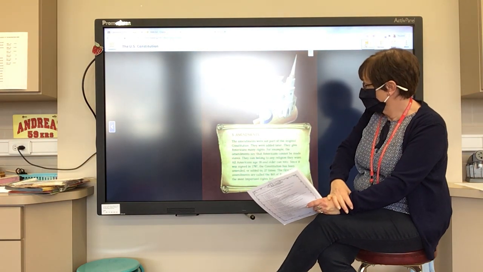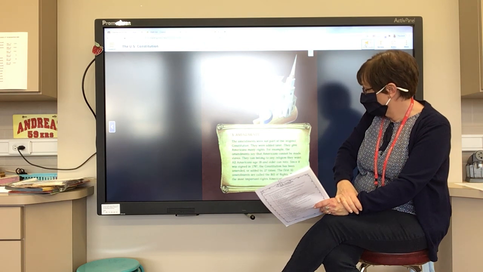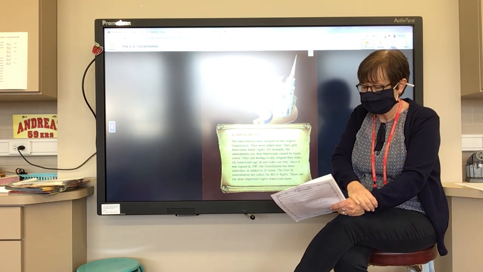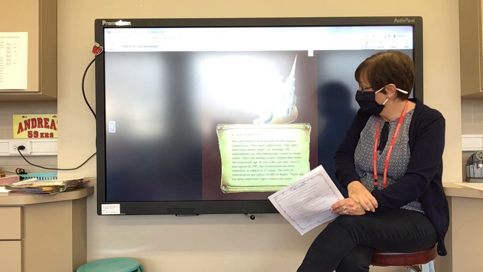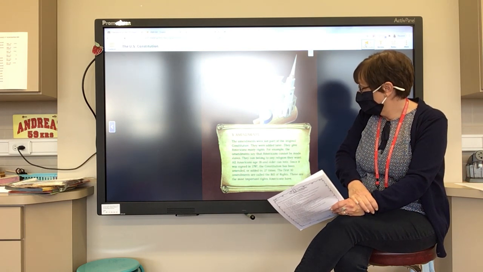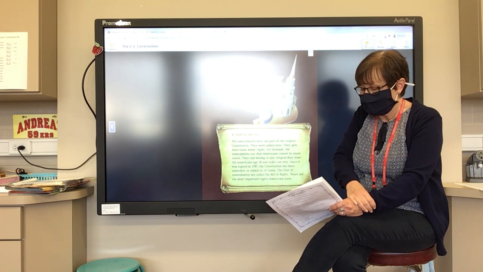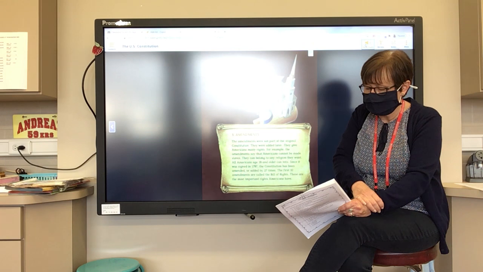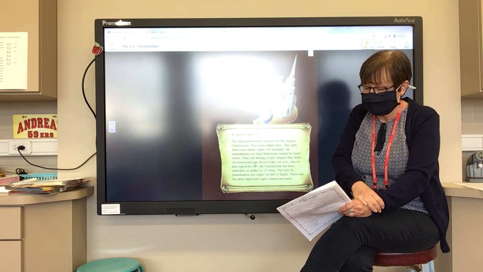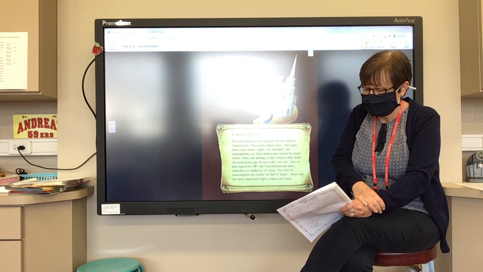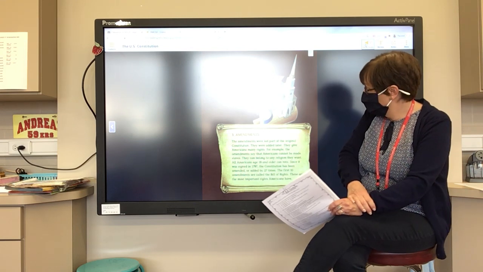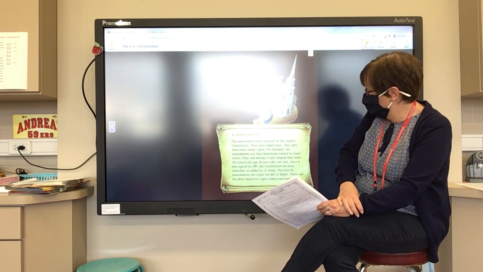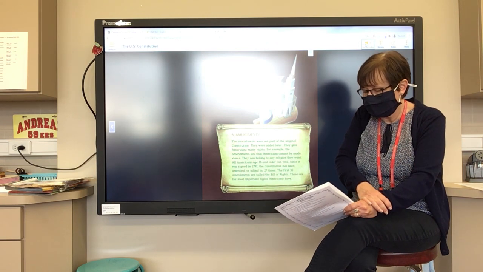3. Amendments. The amendments were not part of the original Constitution. They were added later. They give Americans many rights. For example, the amendments say that Americans cannot be made slaves. They can belong to any religion they want. All Americans age 18 and older can vote. Since it was signed in 1787, the Constitution has been amended or added to 27 times. The first 10 amendments are called the Bill of Rights. These are the most important rights Americans have.